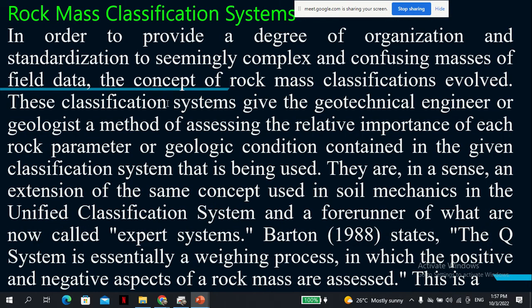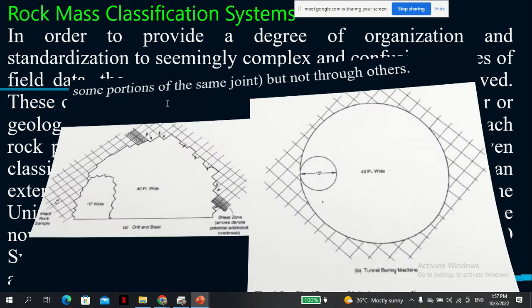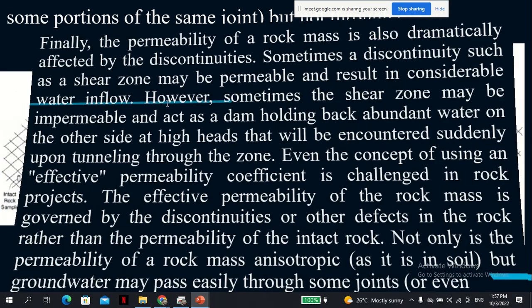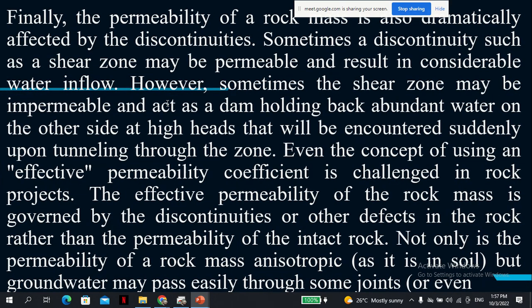I think there's something we have not talked about here. Finally, the permeability of rock mass is also dramatically related to discontinuities. Of course, you can imagine if you have a good rock, it is impervious more often than not, and then the water will tend to flow through the discontinuity. So the cracks propagate water, and of course will increase seepage.